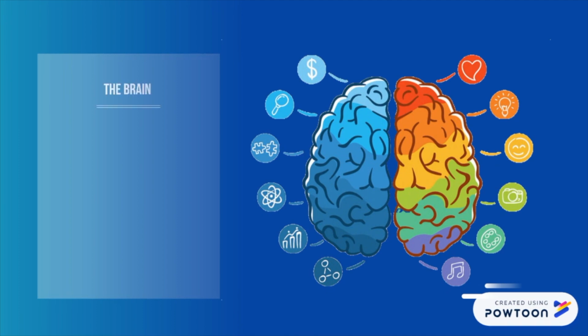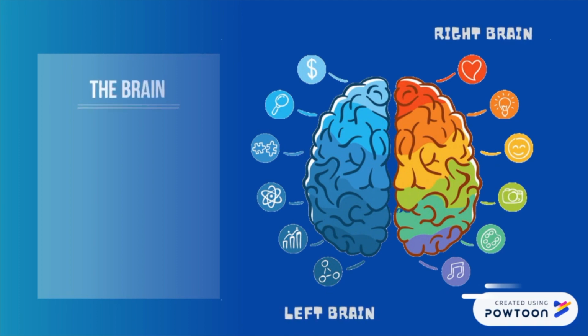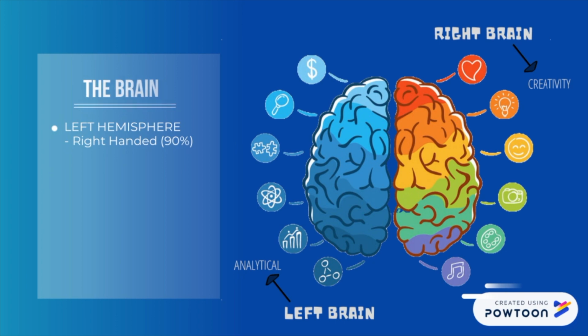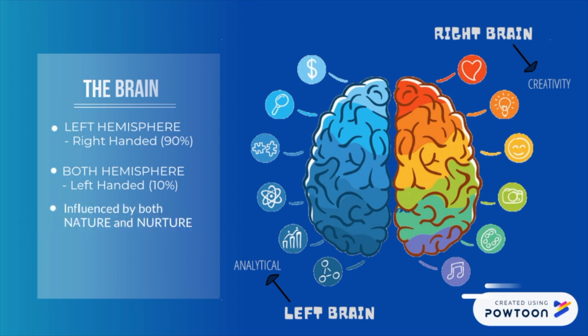The brain has 2 parts, which are the left brain and the right brain. The right brain is in charge of creativity, while the left brain is in charge of making analytical decisions. The left hemisphere controls the right-handedness of the person. 90% of people have that. Both hemispheres, on the other hand, when they work together, control the left-handed people, which is only 10% of the population. The brain is influenced by nature and nurture.